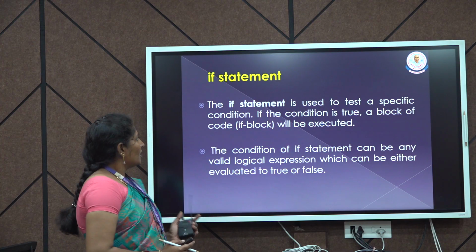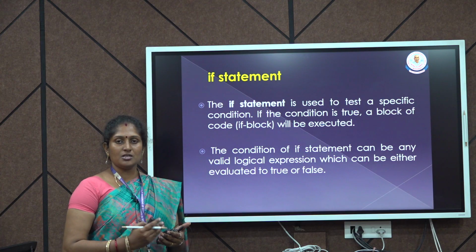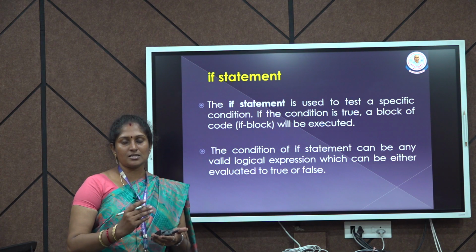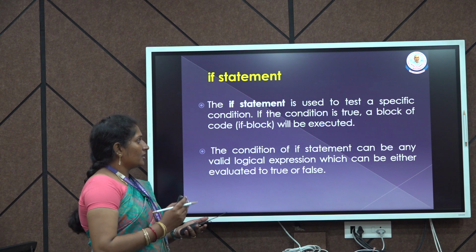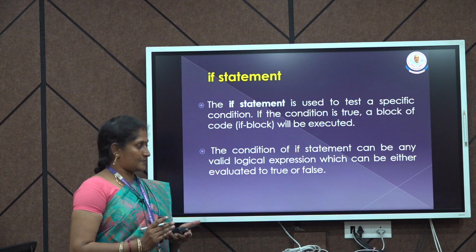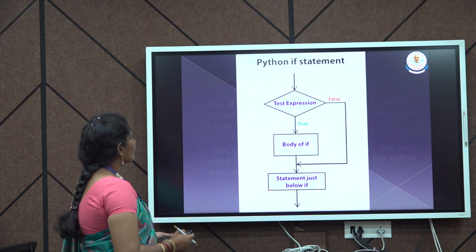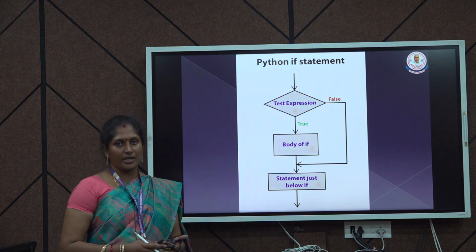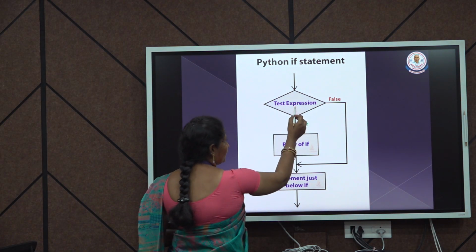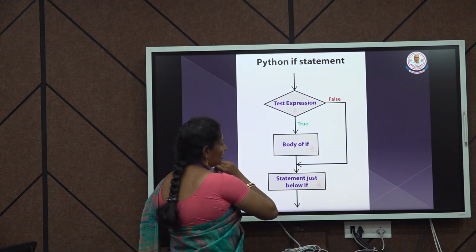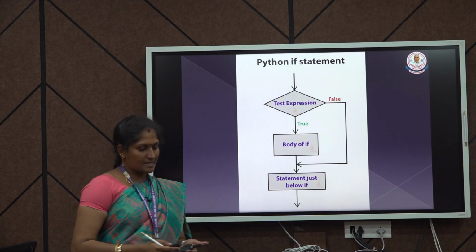First, the if statement. The if statement is used to test a specific condition. If the condition is true, the block of code present in the if block is executed. The condition of an if statement can be any valid expression which can be evaluated as either true or false. This is the flow diagram of the if statement. Initially, we are checking the condition. If the condition is true, it executes the body of the if, otherwise it goes to the statement just below the if statement. Let us see with an example.